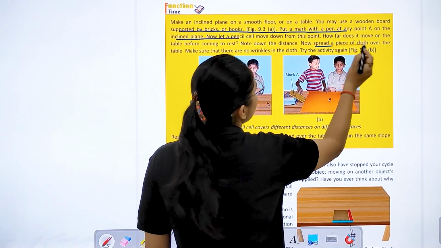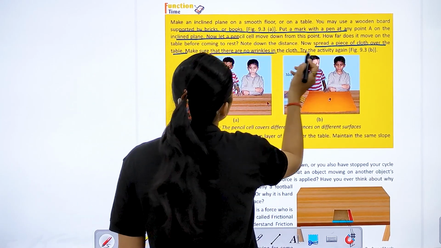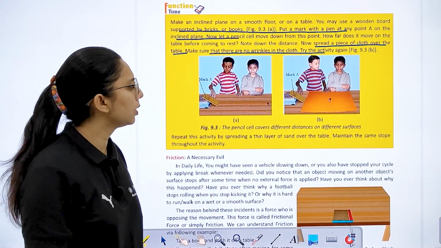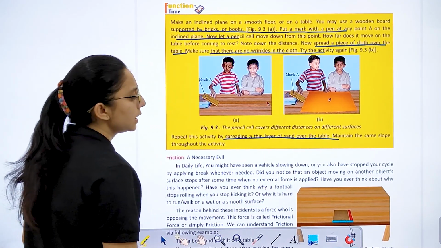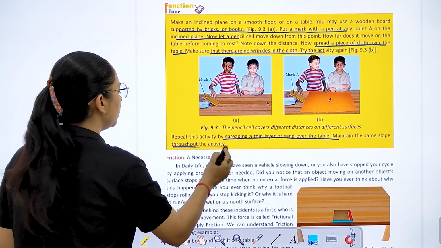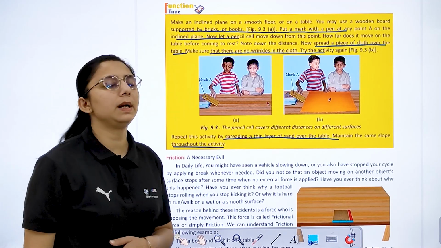You will spread a piece of cloth over the table and make sure that there is no wrinkle. There should not be any wrinkle on the cloth. Then repeat this activity, spreading a thin layer of sand over the table. Maintain the same slope throughout, keeping the same slope.